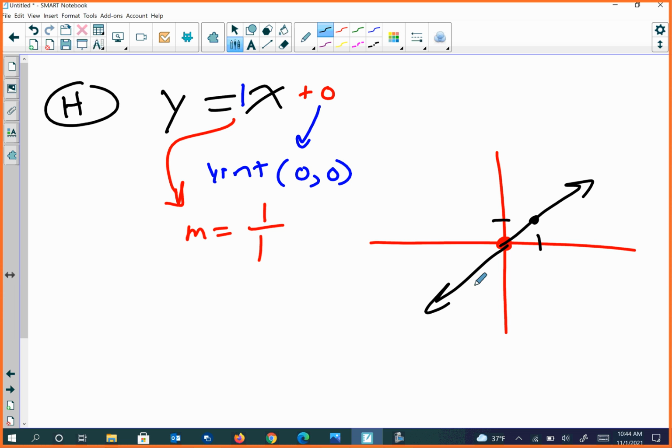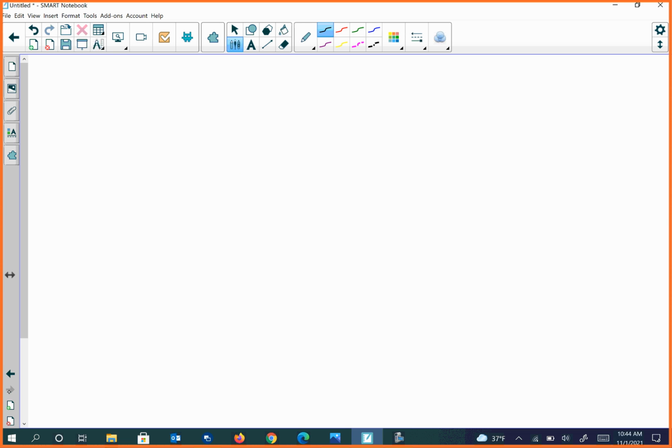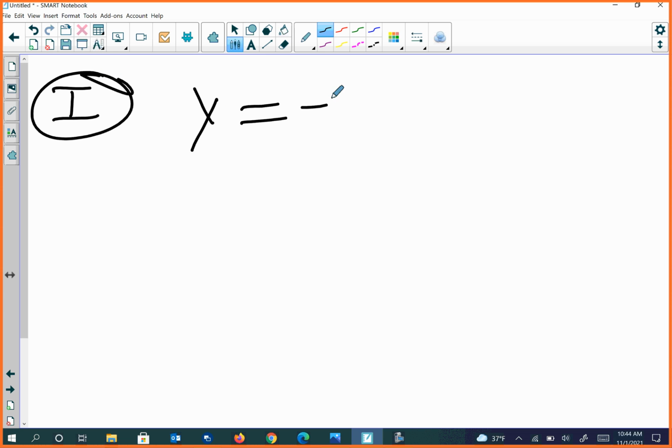So there's things sometimes you might have to add to it. If you don't have any other values, you just have y equals x, realize I can put a plus 0. The plus 0 means, hey, it's going to cross at the origin. That's totally okay. The origin is a y-intercept. It's also an x-intercept, but it's the y-intercept first. If I go to question I, it's pretty much the exact same question with one little difference.